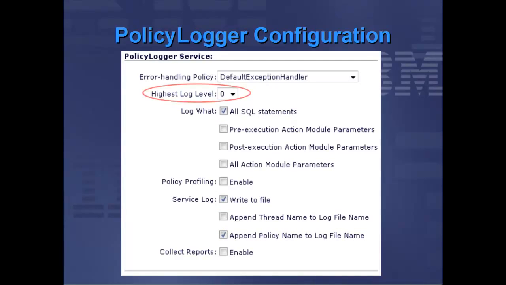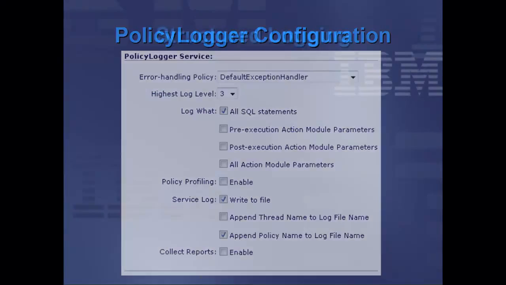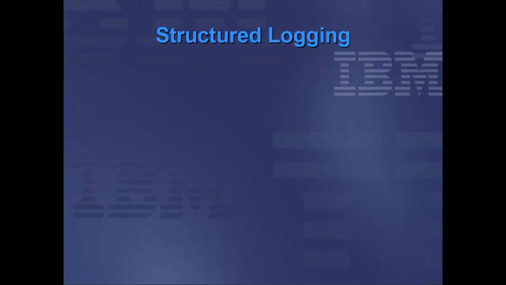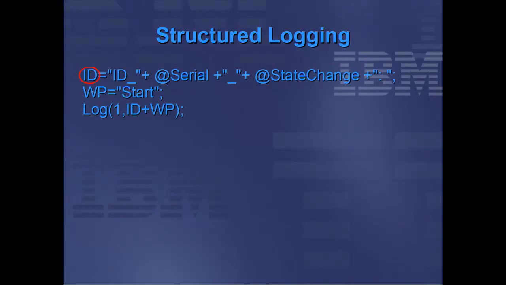To then utilize structured logging, one would also initially set the highest log level to 3. The style of structured logging I tend to advocate applies prefix values to uniquely identify the event and its position in the policy process. Using two custom variables such as ID and WP, one can set locator values to be reported with each log statement, as shown in this example.